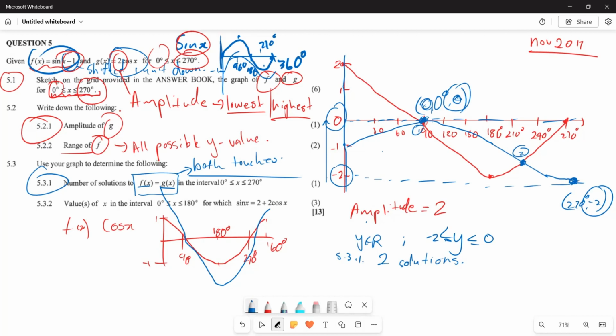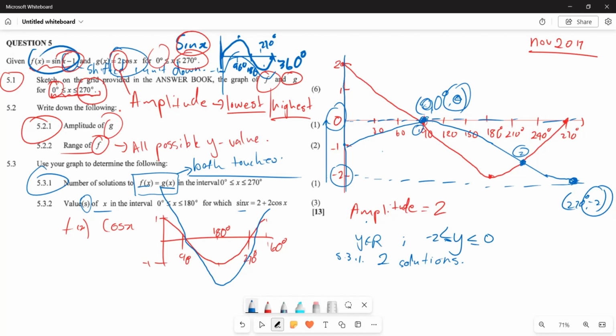And now, the last question. They say using your graph, the values of x in an interval of 0 degrees for which sine of x is equal to 2 plus cos 2x. I know that there are plenty of things that we can do here, but let's see. If you were in another grade, I was basically going to use the general solution and solve this simply. But now let's see what we can do here.